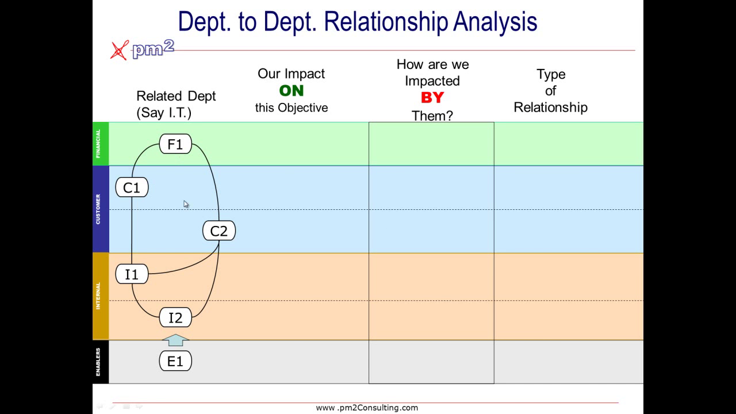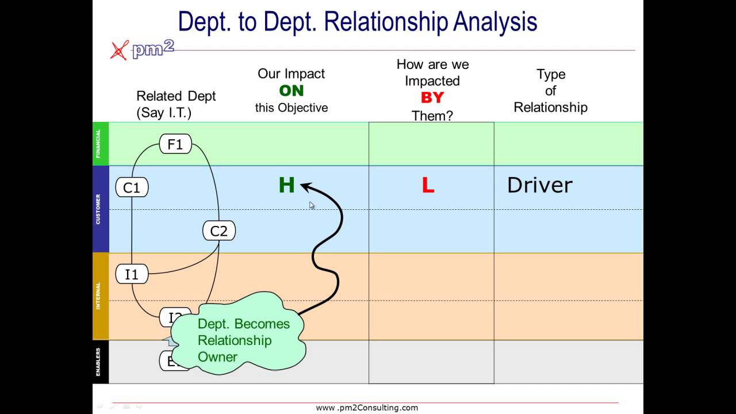Let's take a look at objective C1. What we might find is we have a high impact on that objective. On the other hand, if IT does something about that objective, we have a low impact by whatever they do. In this example, we are the relationship owner because we've got the higher impact on what's going on. And therefore, our role in this case is the driver.